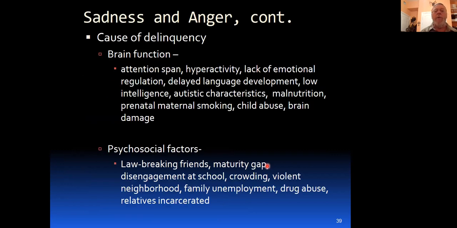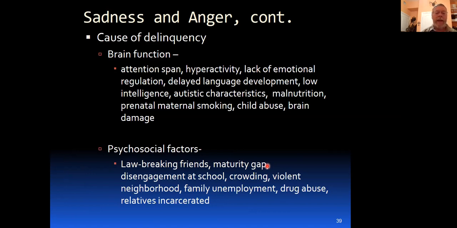Okay. So what are the causes of adolescent law-breaking behavior? We might look at some that have to do with brain function. We see this more likely occurring in people who have a very short attention span, hyperactivity, lack of emotional regulation, delayed language development, lower levels of intelligence, autistic characteristics, or who've experienced maybe malnutrition growing up, prenatal maternal smoking, child abuse, or brain damage. All these things affect the developing brain and can contribute to law-breaking behavior.